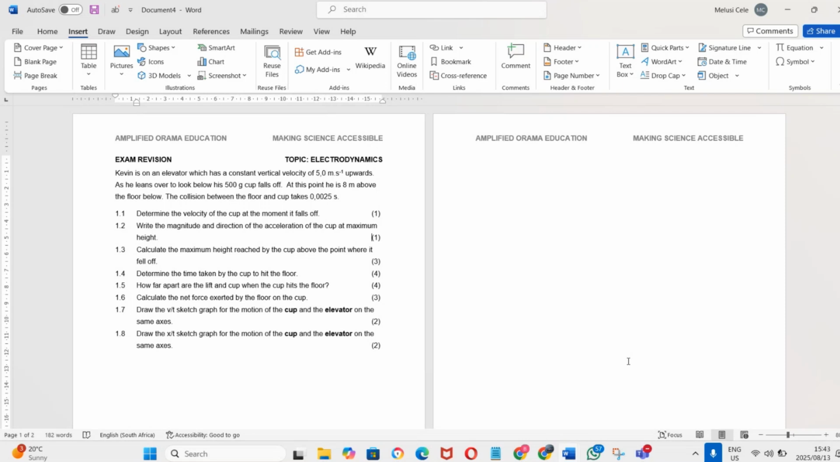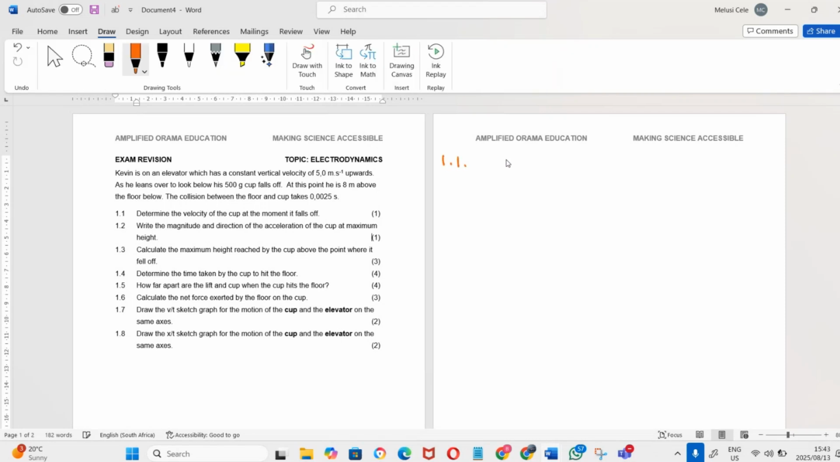The first question says, determine the velocity of the cup at the moment it falls off. So 1.1. That would be, according to the given information, 5 meters per second upward.